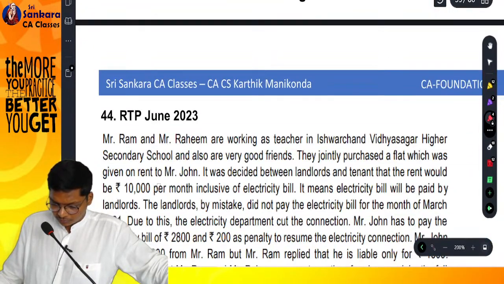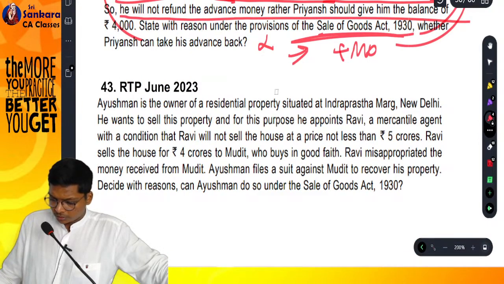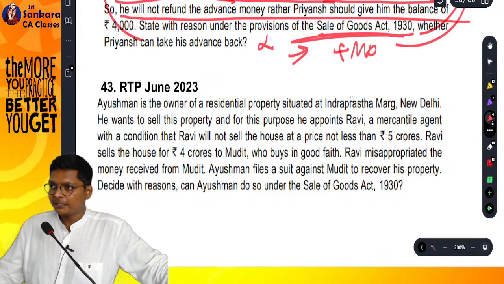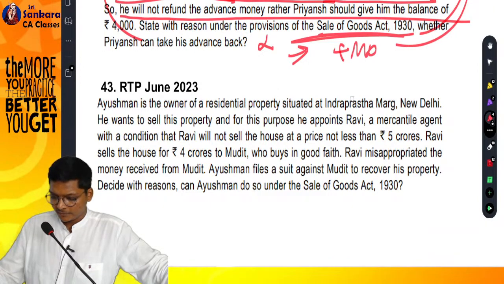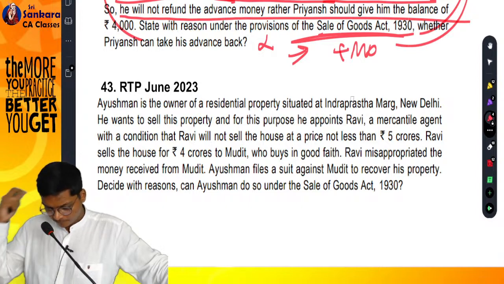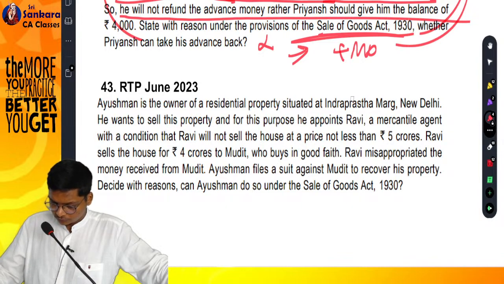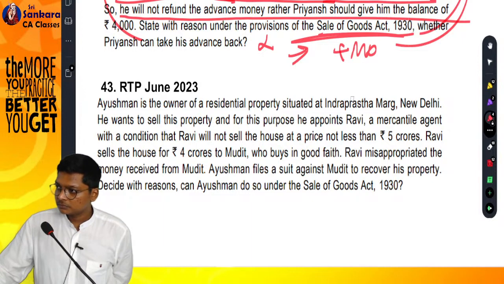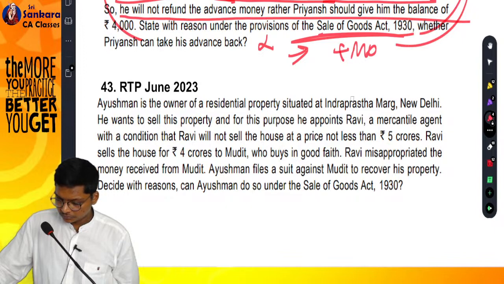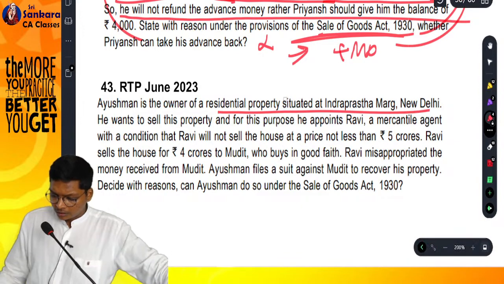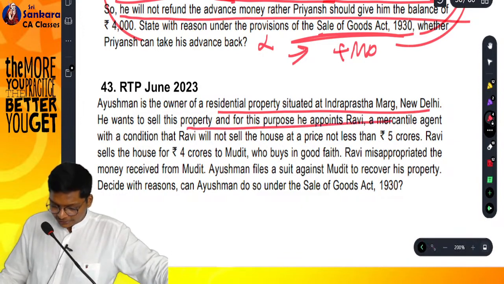Next. Question 43. Have a read. Agent. Correct. Residential property is not applicable. Let's see what they are saying in RTP.